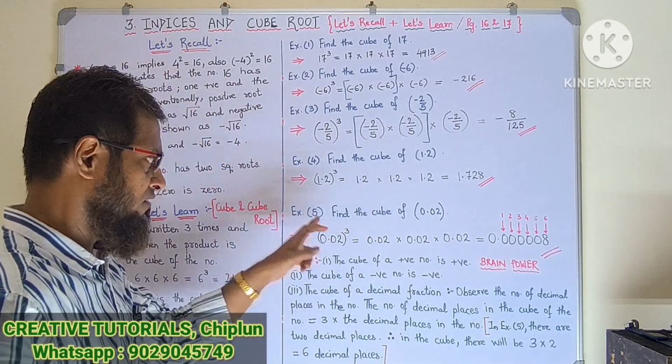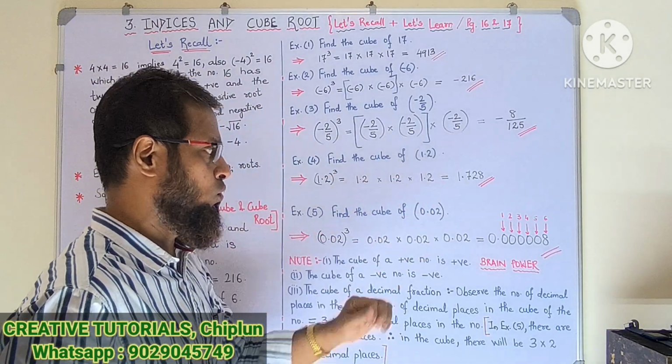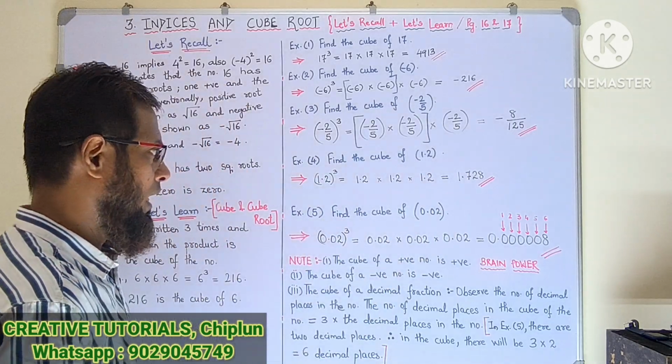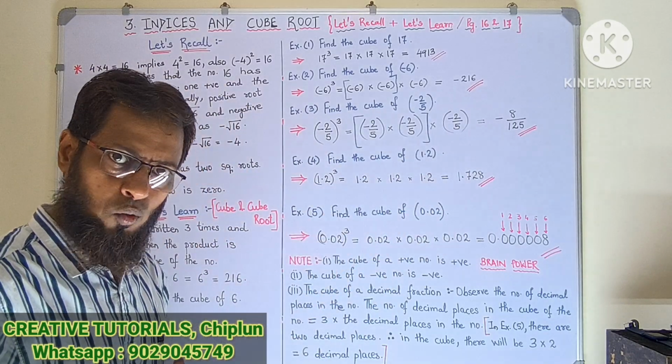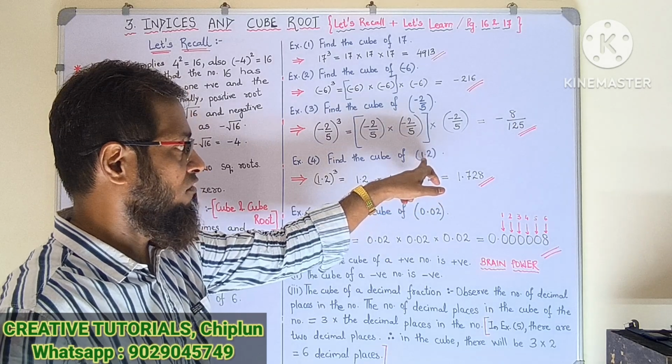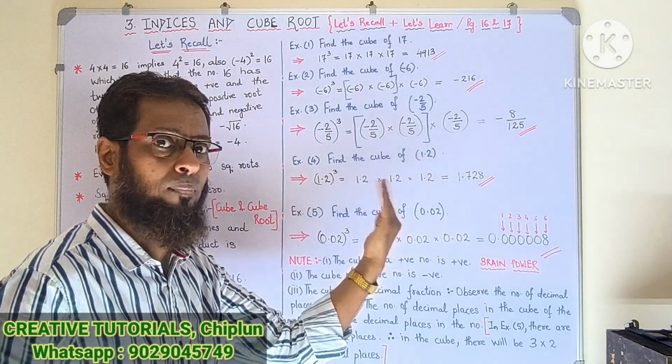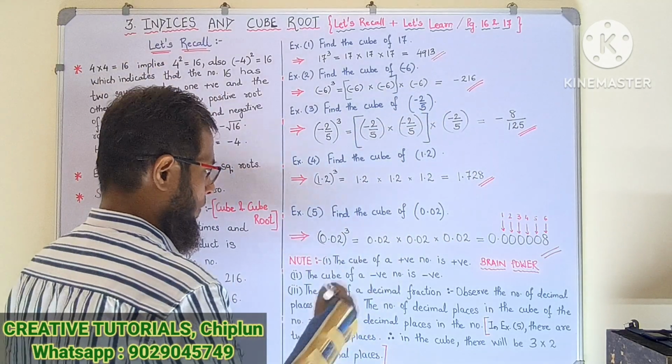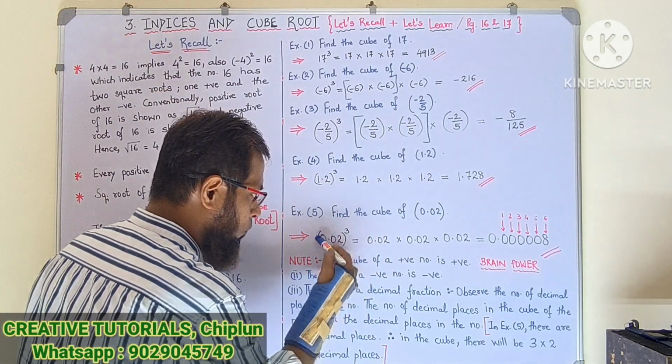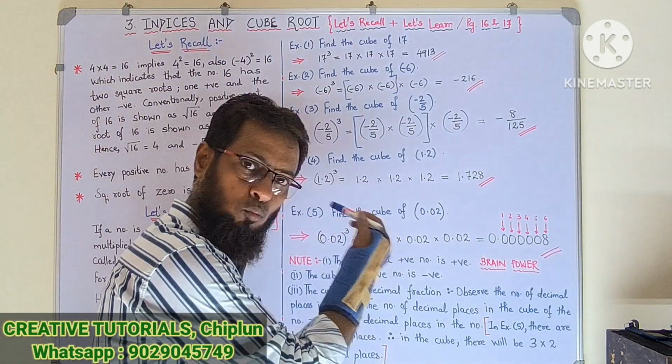Example number 5 is: find the cube of 0.02. Okay, now this is also a decimal number, but slightly different. Here we were given 1.2, and here we have a 0 given before the decimal point. All right, so our main number is 0.02 and we have to take the cube of this.